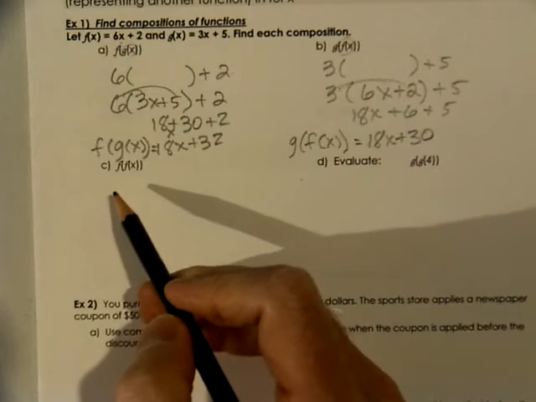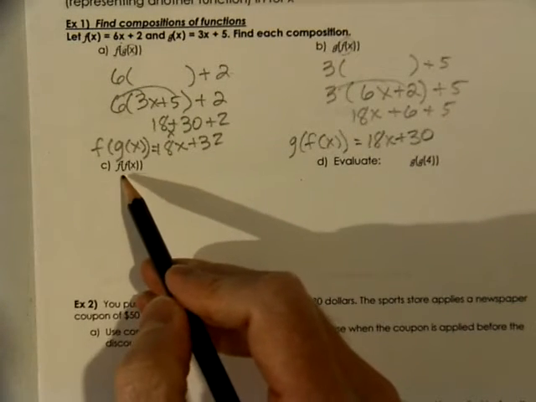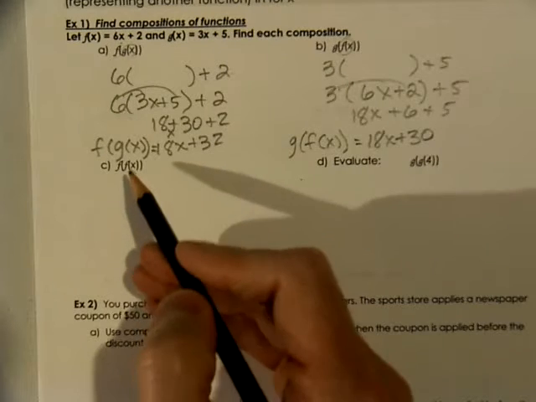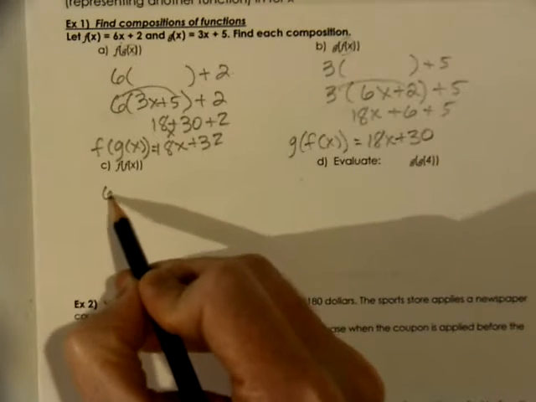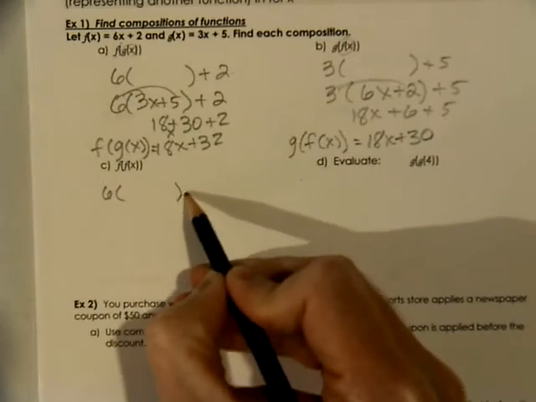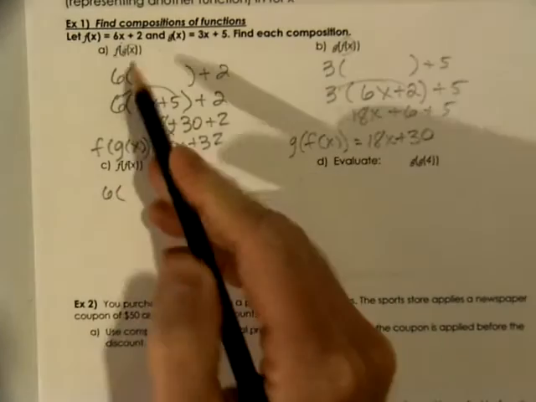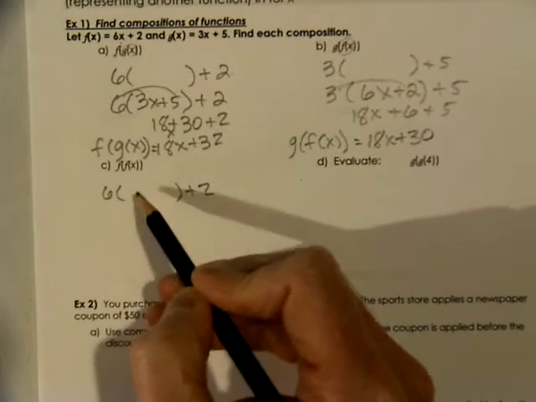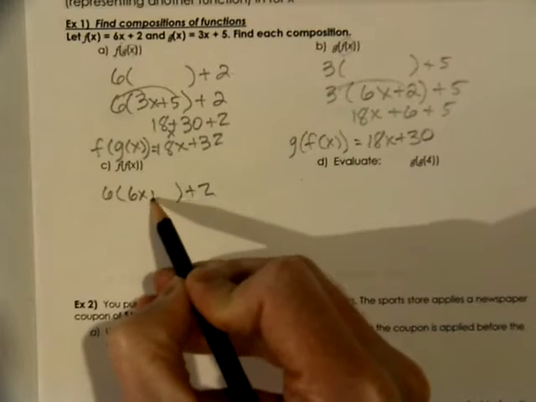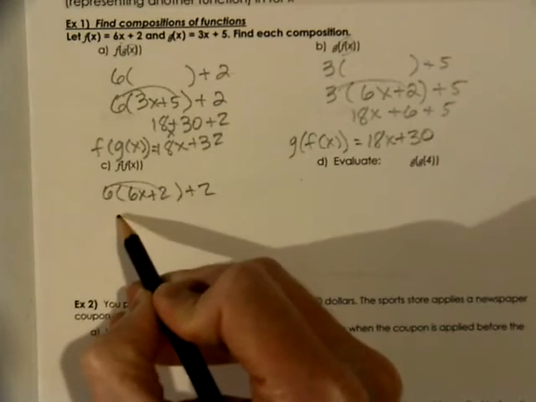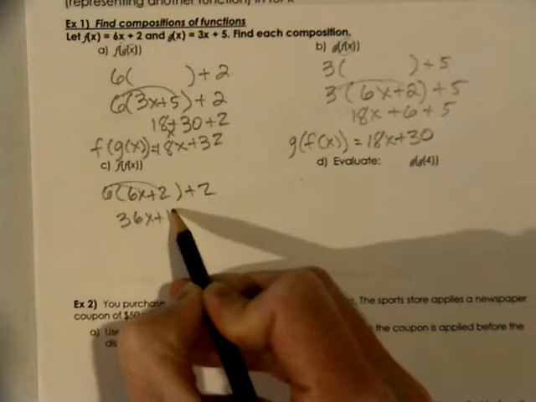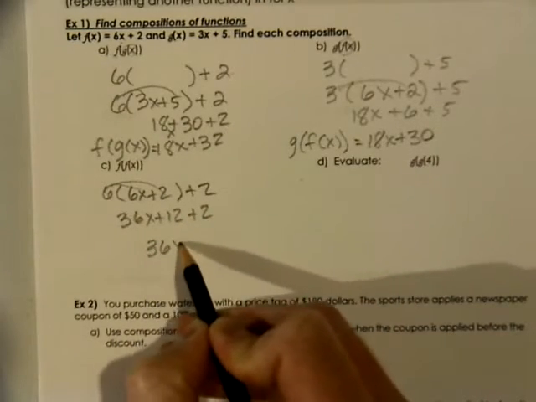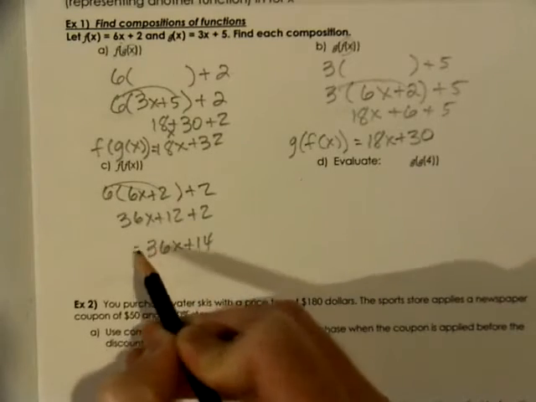So now you can pause the video and try f of f of x. Your f function is 6 times something plus 2. And inside that something, inside of the x, you're going to plug the f function, which is 6x plus 2. And then you can collect your like terms to get 36x plus 14.